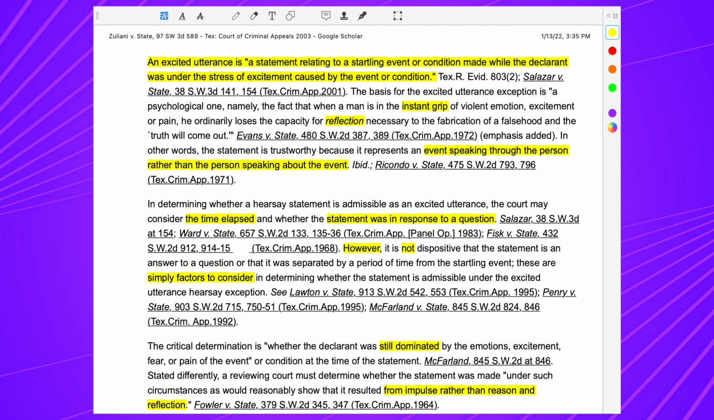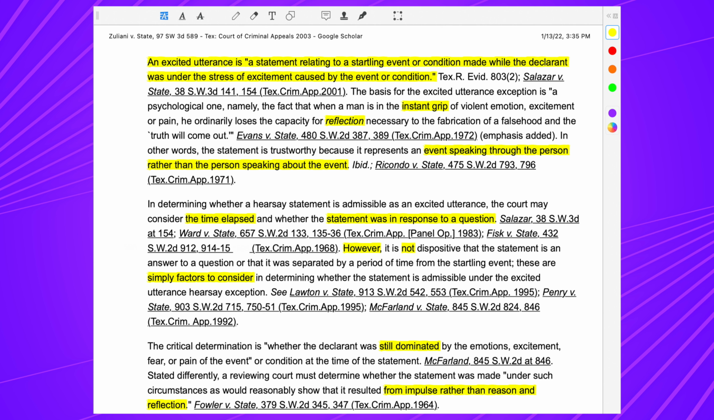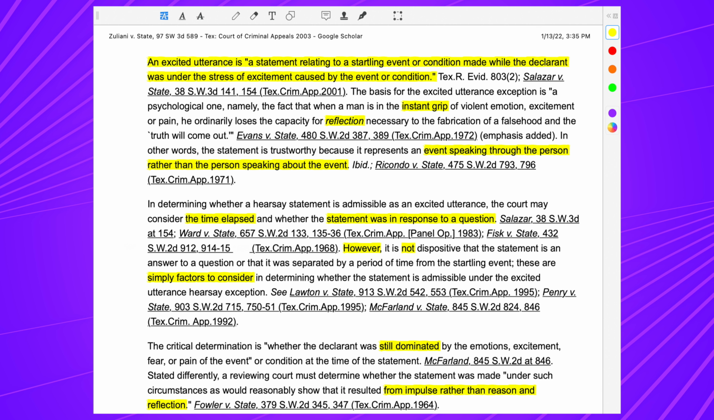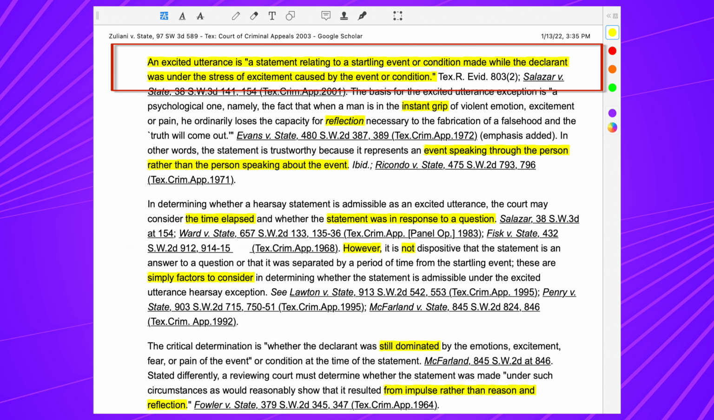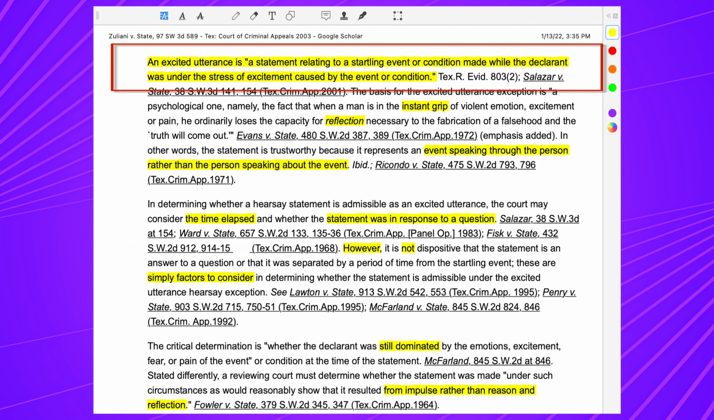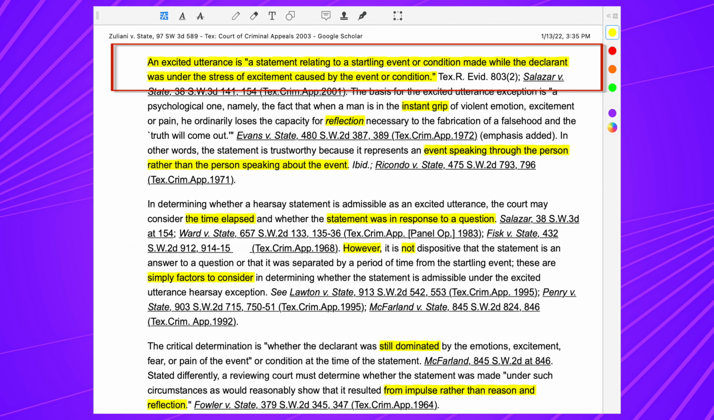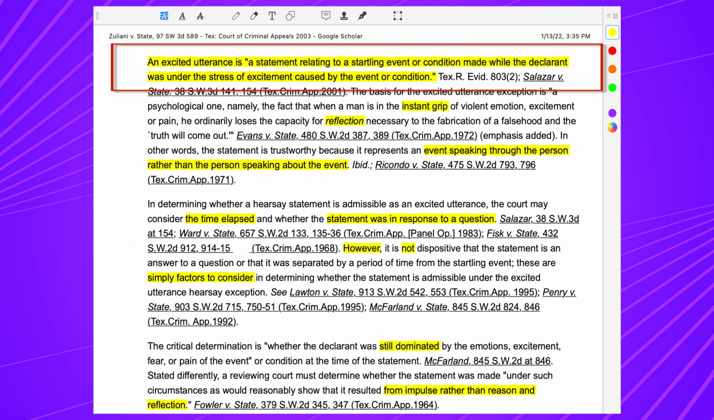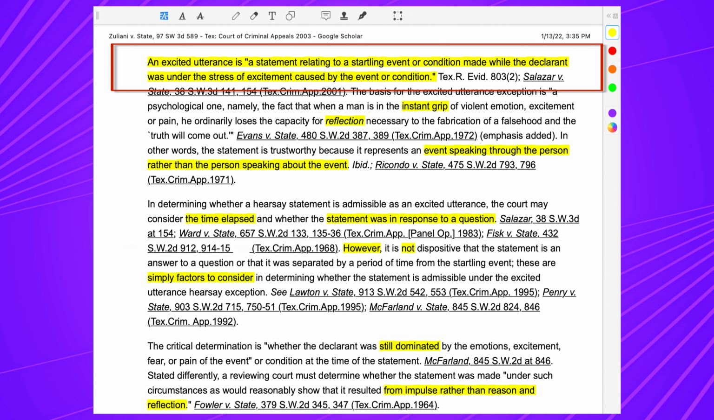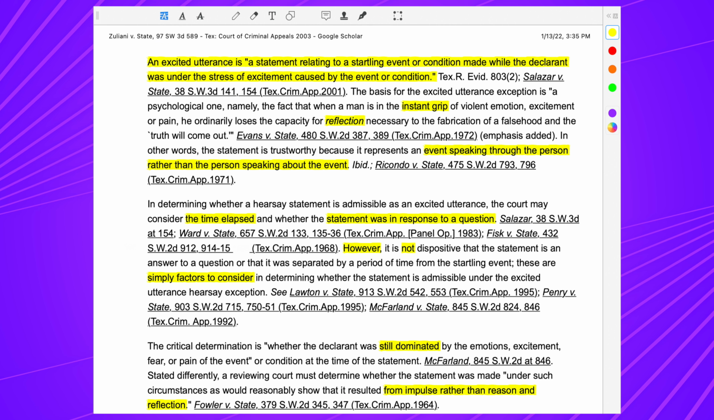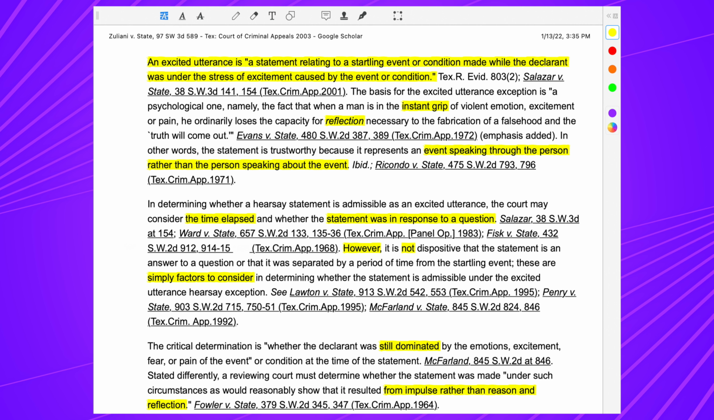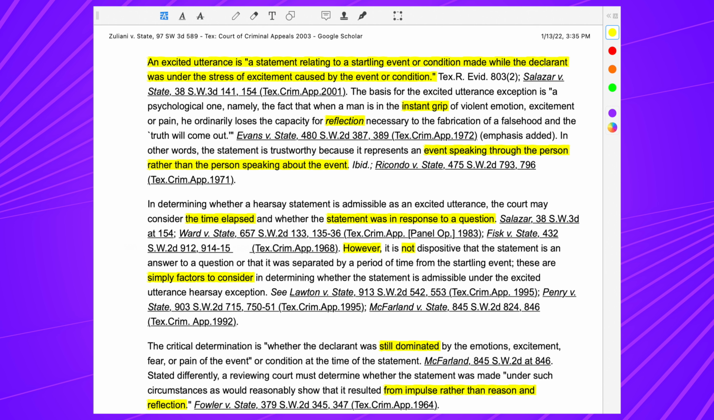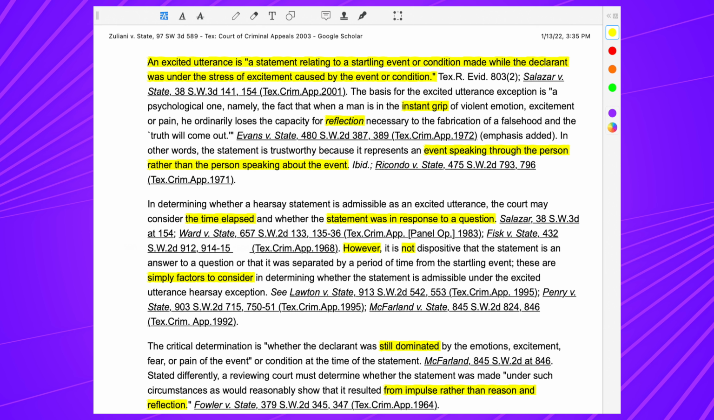The case is Zuliani versus the State of Texas, coming out of the Texas Court of Criminal Appeals back in 2003. Now let's get started with the definition of excited utterance, see if that's any different from the federal rule that we were looking at earlier. In particular, it states, an excited utterance is, quote, a statement relating to a startling event or condition made while the declarant was under the stress of excitement caused by the event or condition. This is Texas Rules of Evidence 803(2), which is identical to the federal rule of evidence that we were just looking at. So the analysis when it comes to federal versus the Texas analysis is going to be pretty comparable.